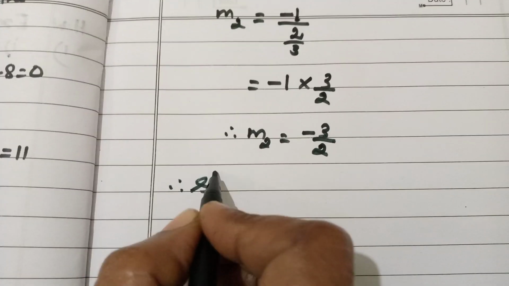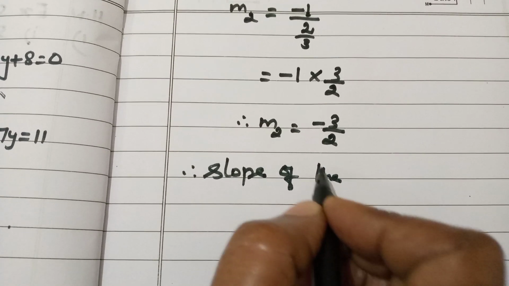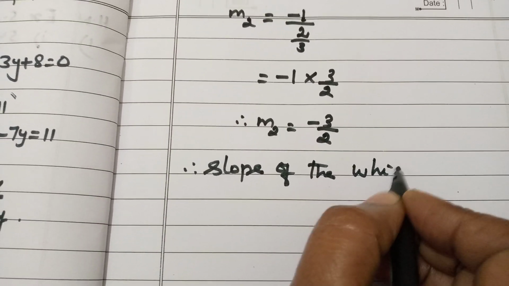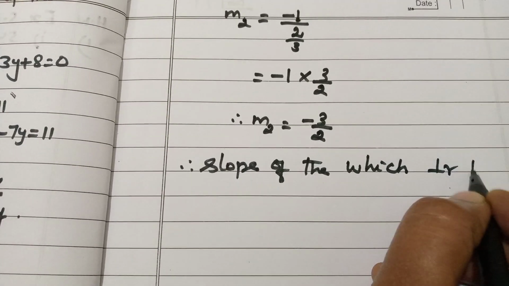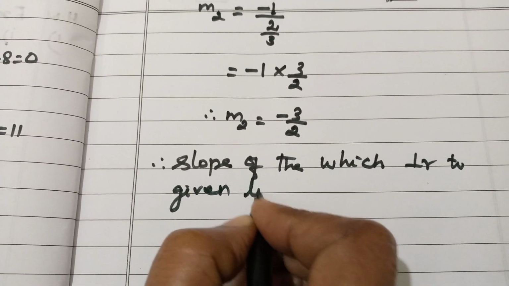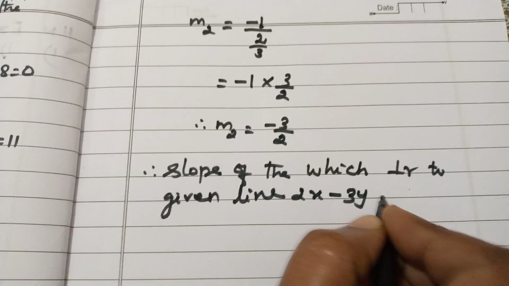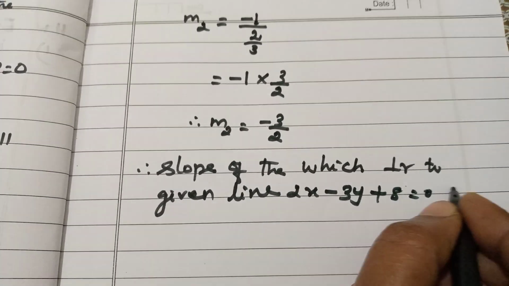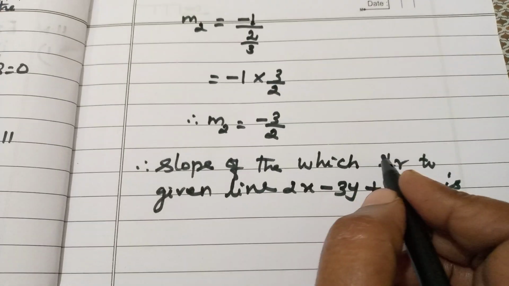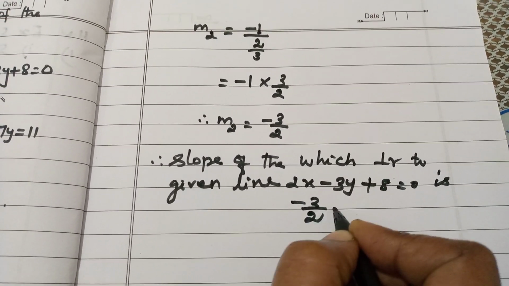Therefore, the slope of the line which is perpendicular to the given line, 2x minus 3y plus 8 equal to 0, is minus 3 by 2. Understood, students?